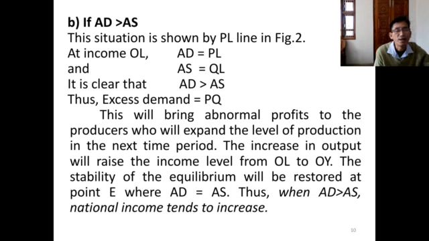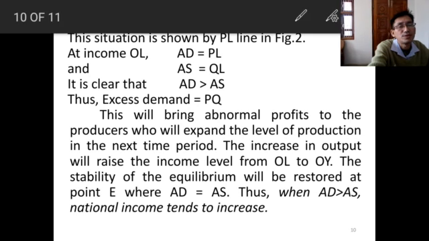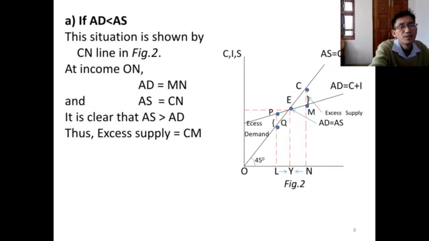At income level OL, the aggregate demand is represented by PL. In this figure, the Y axis line at income level OL shows AD, aggregate demand, represented by PL, and aggregate supply is represented by QL. So aggregate demand is greater than aggregate supply.